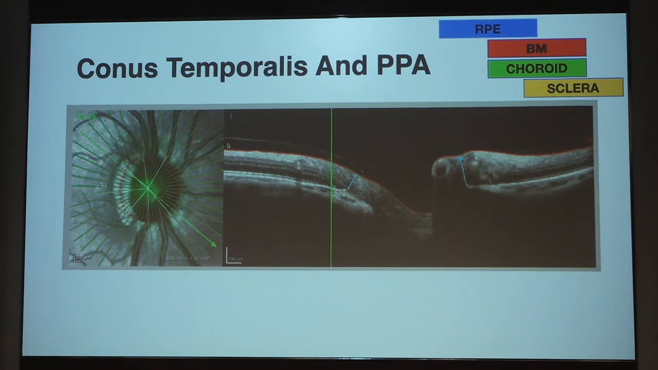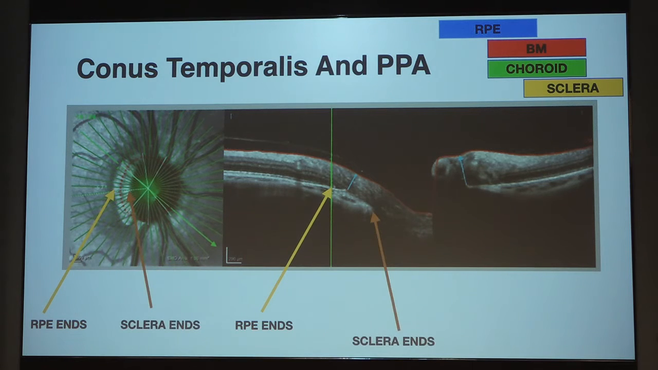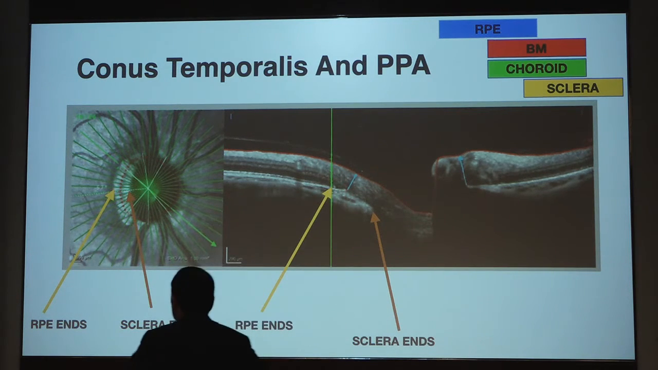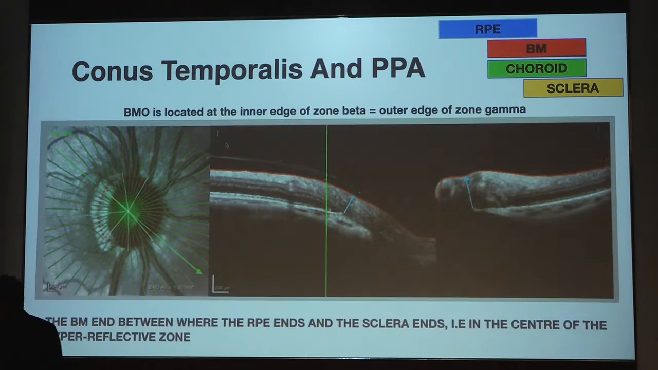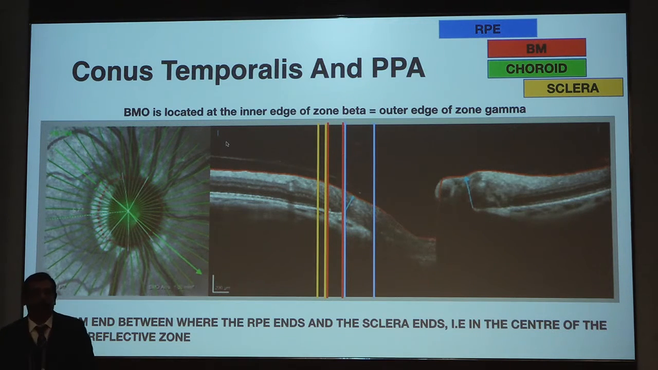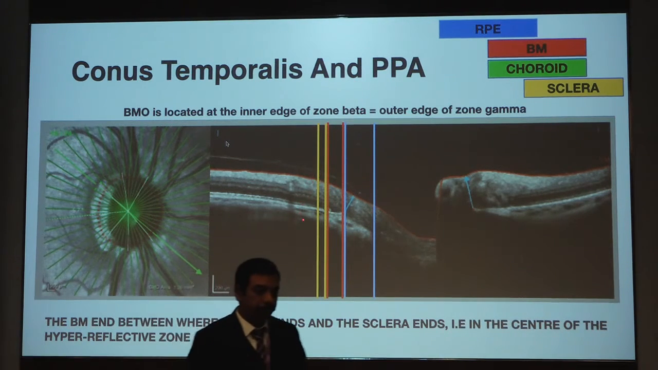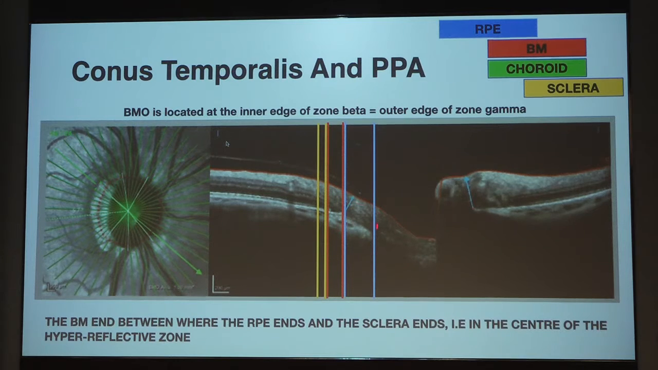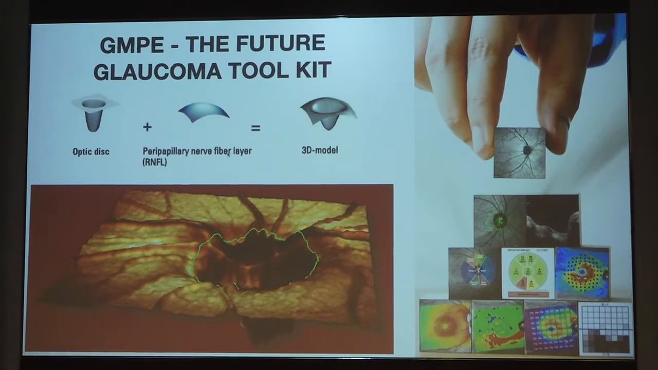In the previous cases, we don't have that confusion, but here, where the Bruch's membrane ends, that is where the hyperreflectance zones are present. So the RPE ends here, the sclera ends here, but the Bruch's membrane is in between them both. So in the center of the hyperreflectance region, we'll have the Bruch's membrane. So this is alpha, this is beta, and then this is the gamma zone. So when conus temporalis and PPA are together, we have the alpha zone, the beta zone, and the gamma zone.